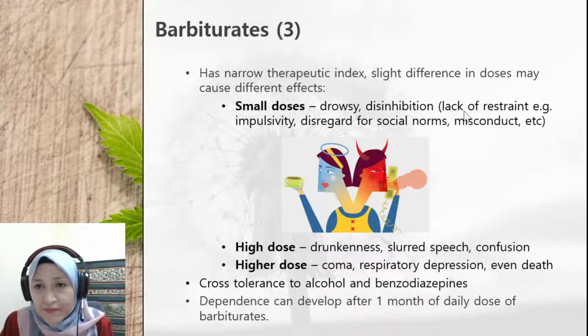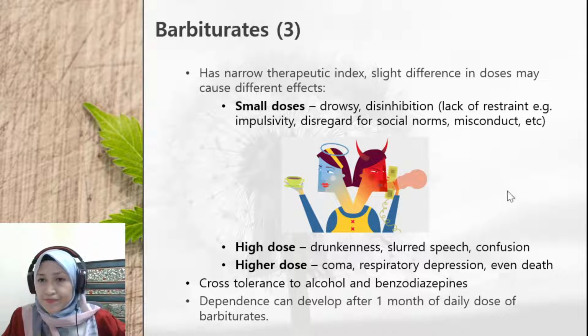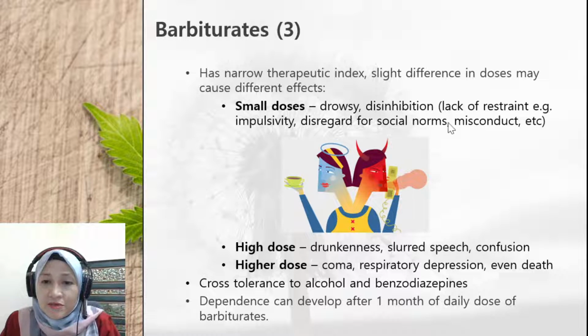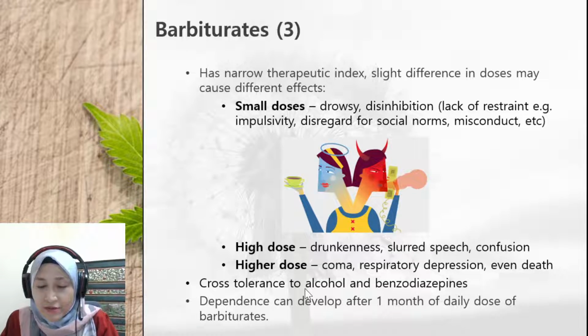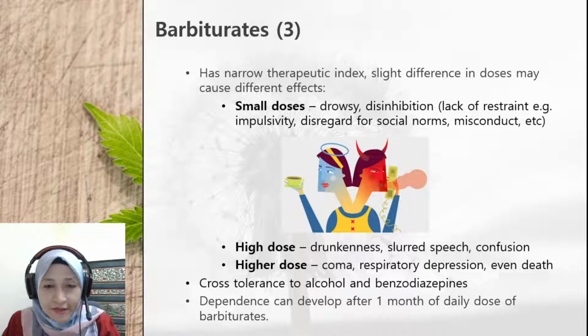Small doses can cause the patients to be drowsy or in disinhibition, lack of restraint, impulsivity, disregard of social norms or misconduct. So they become drowsy in small doses. However, in higher doses, they will have drunkenness, slurred speech, or confusion. And in even higher doses, they can even get into coma or have respiratory depression or even death.